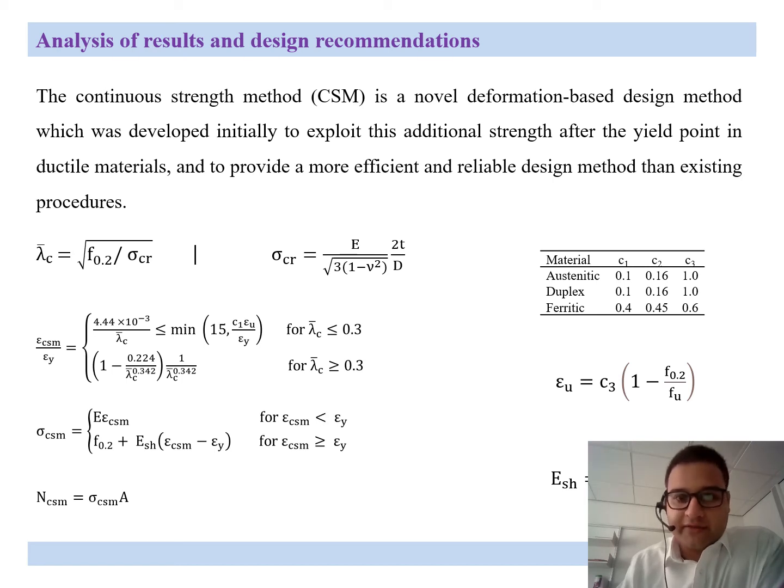Now, the steps to calculate using the CSM method is firstly to determine the cross-section slenderness for the full section or the most slender element. Secondly, obtain the corresponding deformation capacity from the base curve. Thirdly, determine the resulting limiting stress from the material model. And then finally, to calculate the compression capacity is the limiting stress multiplied by the gross cross-sectional area.